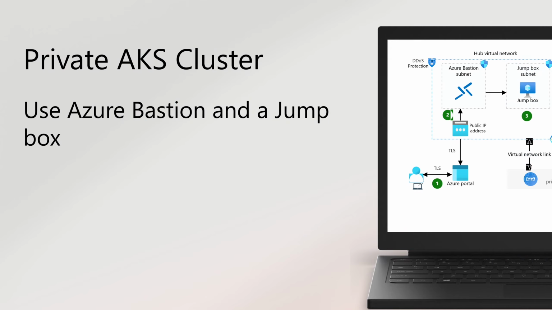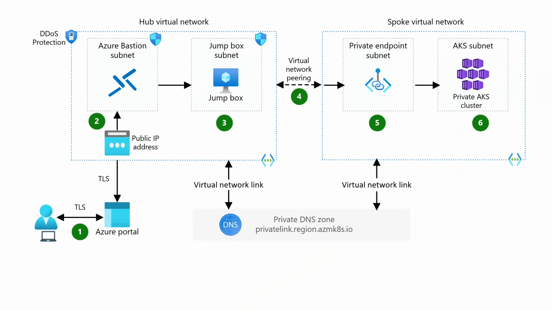The downside of this approach is, since the API is private, I have to find a way to access it. And there are different solutions. The first one would be to use Azure Bastion, then a virtual machine as a jump box, and then access our AKS cluster from the virtual machine. The entire setup looks like this. It's quite complicated, to be honest.